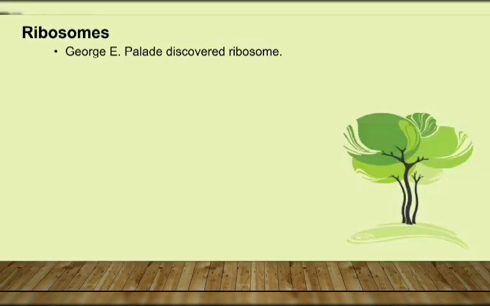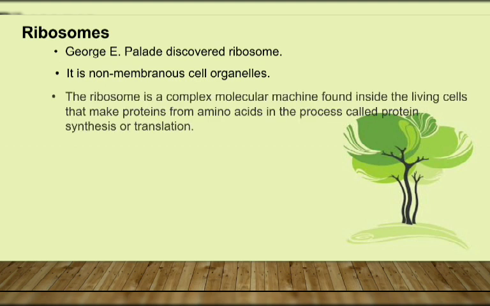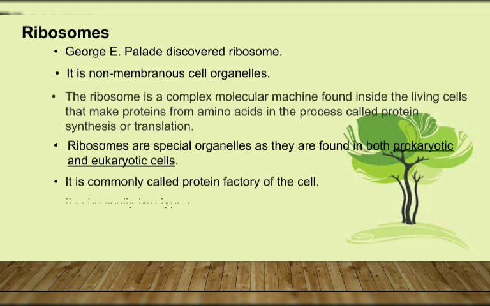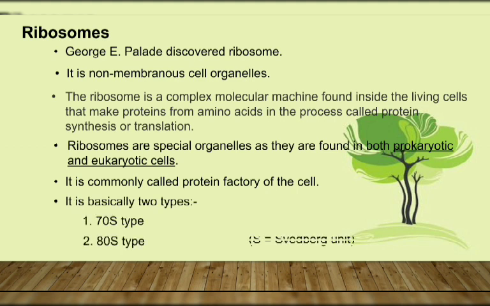Come to the ribosome. It was discovered by Palade. It is a non-membranous structure that helps in protein synthesis. It is present in both prokaryotic and eukaryotic cells. Prokaryotic ribosomes are 70S type, and in mitochondria and chloroplast it is also 70S type. It is commonly called the protein factory of the cell, and is basically of two types, 70S and 80S. Here S is the Svedberg unit or Svedberg constant, like a unit of measurement.